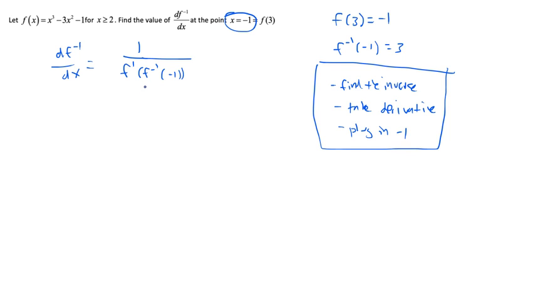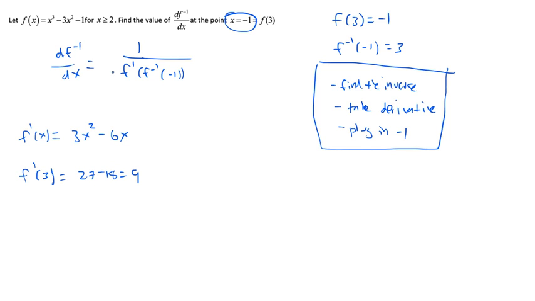So what's the first thing we want to do? Take the derivative, find f prime. f prime of x, in this case, is 3x squared minus 6x. Then what's the next thing? We don't plug in negative 1 here, but we plug in the value of 3. f prime of 3, we get 27 minus 18, that is equal to 9.